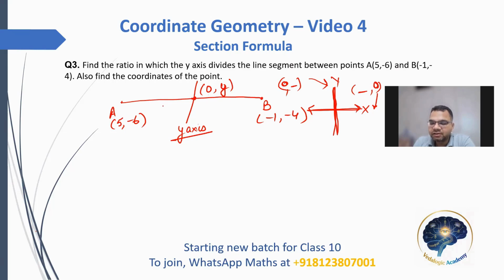Now we have to find the ratio by which this line segment is getting divided. So let's say the ratio is k is to 1. So let's try to find out the value of k first.